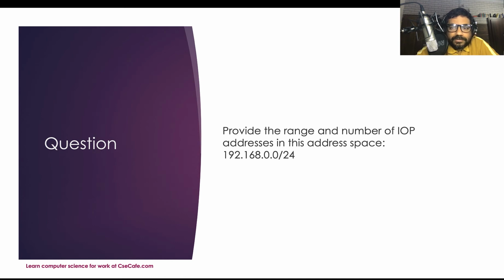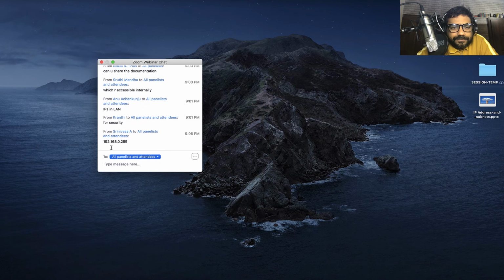Until now we were mentioning only 192.168.0.0/24, and then we said this means it can have this many IP addresses. That number of IP addresses is called the address space. It will have a start and end, and everything will be within that range. Given this address, 192.168.0.0/24, can anybody tell the range of IP addresses? Range means it will have a start and end.